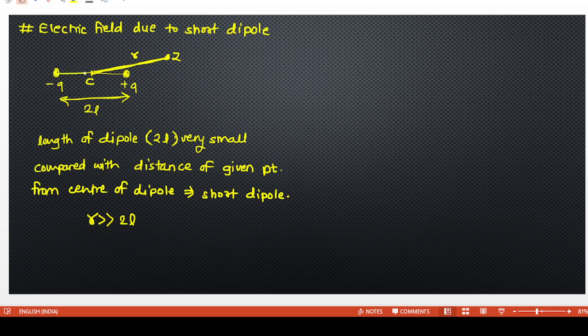Now you know when to call a dipole a short dipole. Now, electric field due to short dipole.